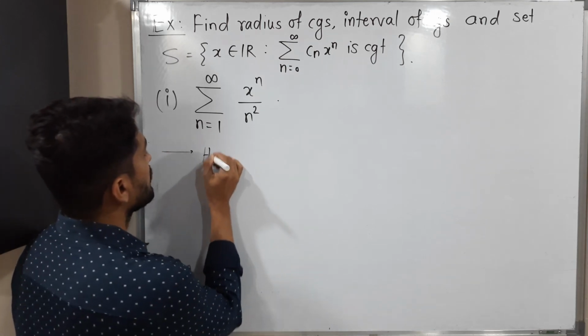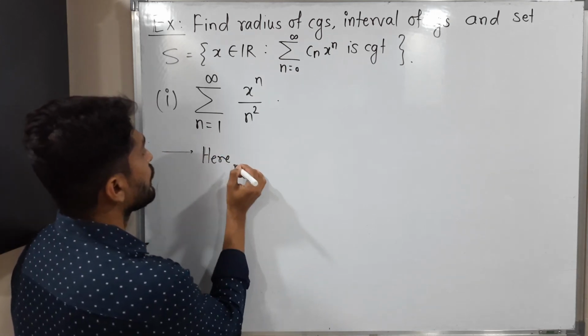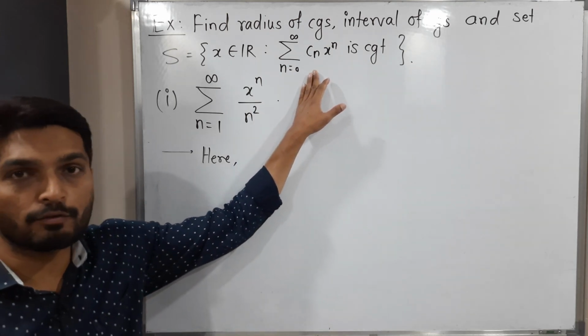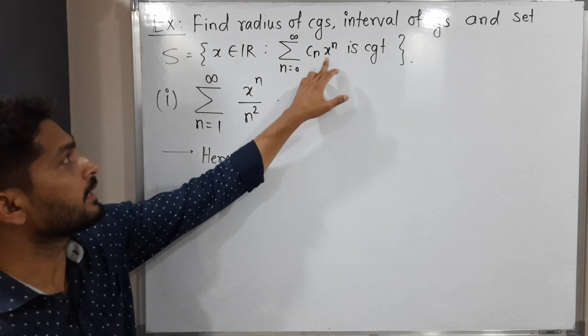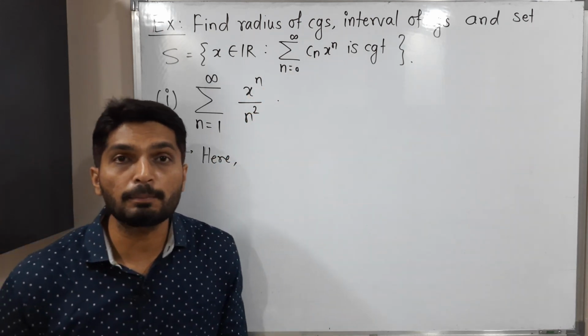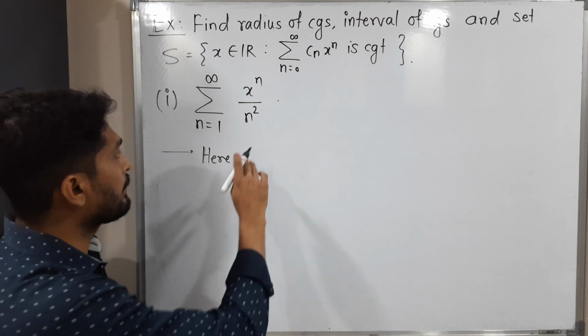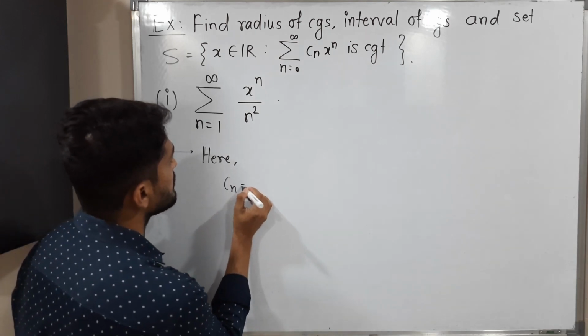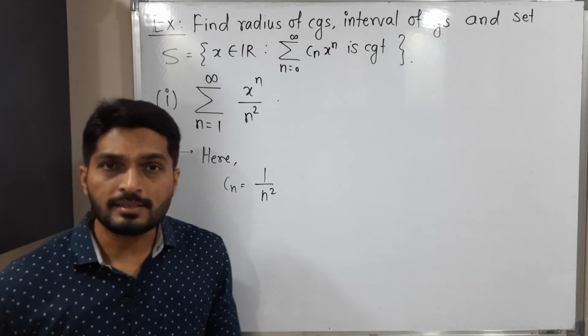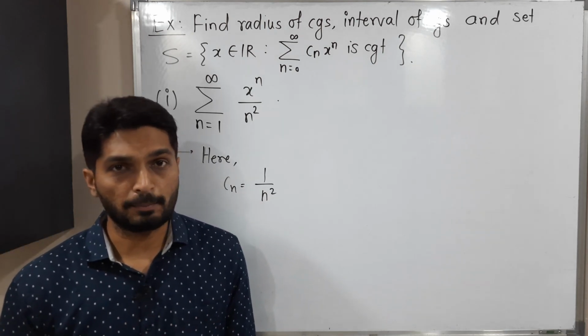So what will I do? I will compare this power series with the standard form of power series, Cn x raised to n. Here we have x raised to n upon n square, so Cn is the multiple of x raised to n, which is 1 by n square here. So here Cn is 1 by n square. You can use n or Cn, it doesn't matter, the value will be the same.